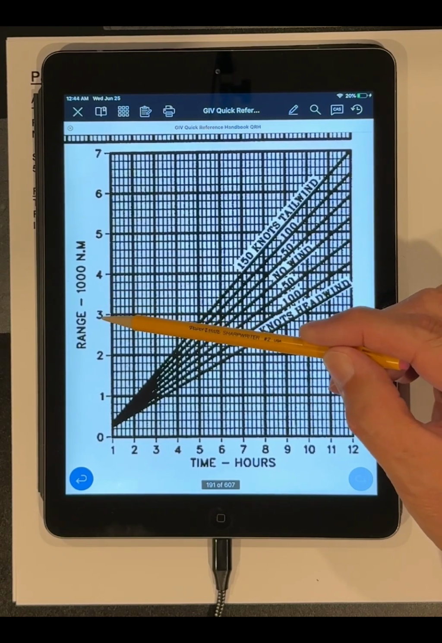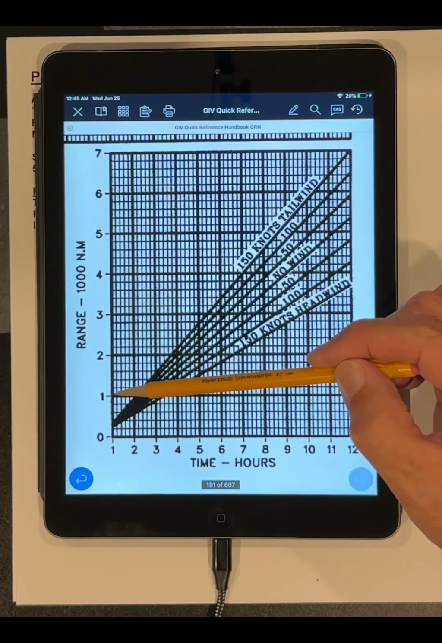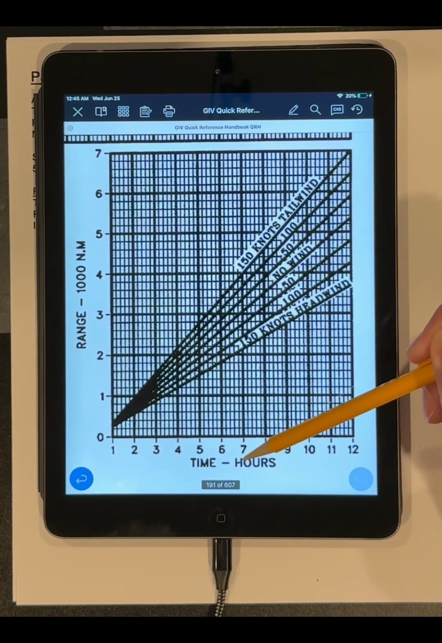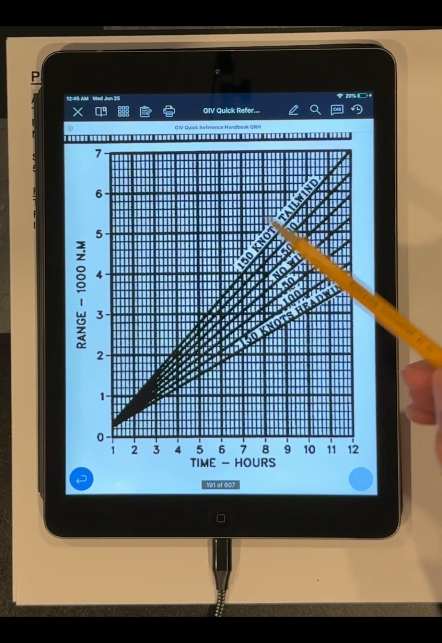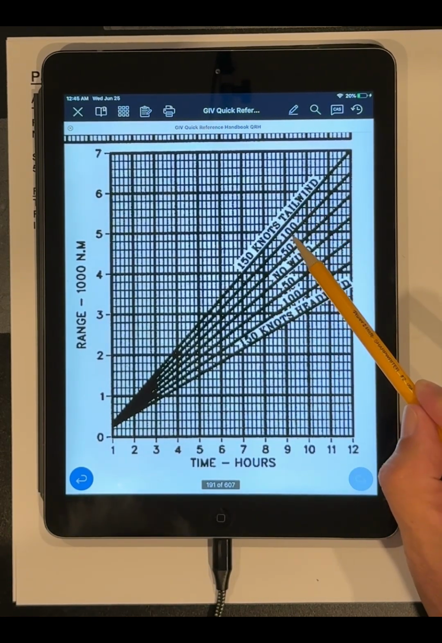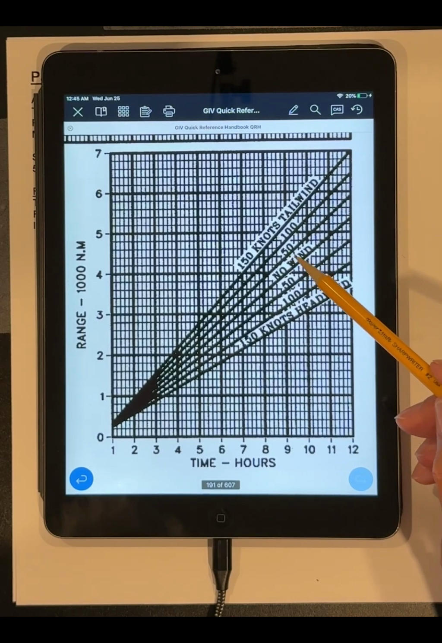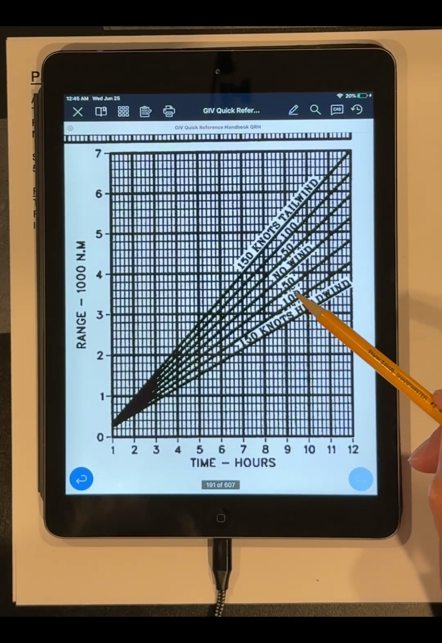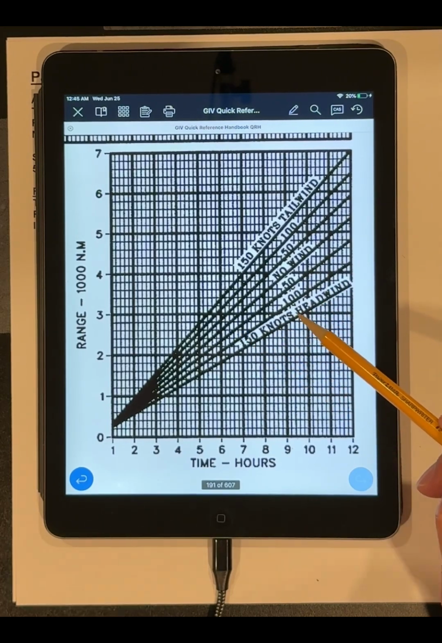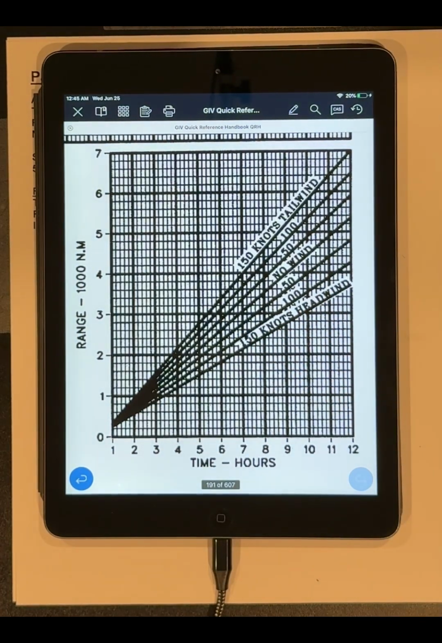We have 3,000 miles. This is all 1,000 nautical miles, 1,000, 2, 3, 4, 5, and so forth. We have the time in hours. That's one of the things we want to find. And now we have the average winds: 150 knot tailwind, 100 knot tailwind, 50 knot tailwind, no wind, 50 knot headwind. This is the line we want. We have 100 knot headwind and 150 knot headwind.